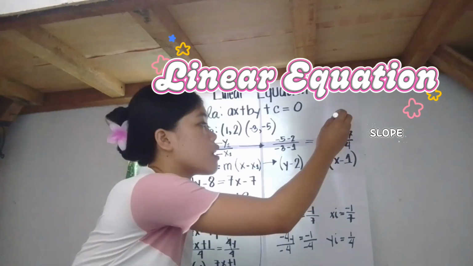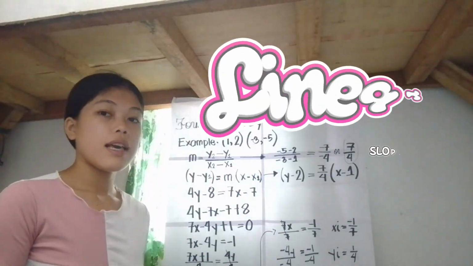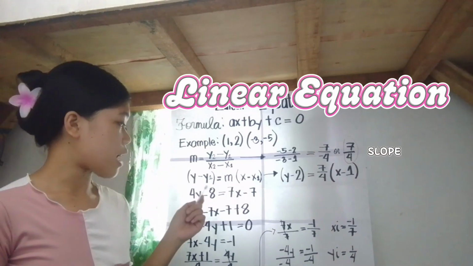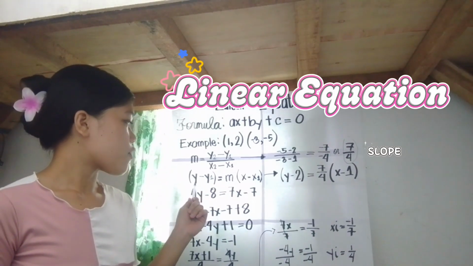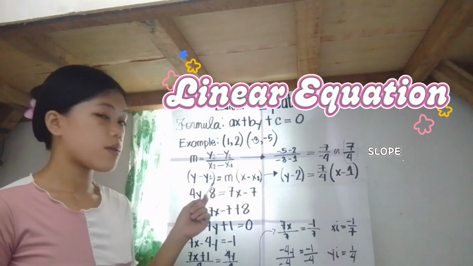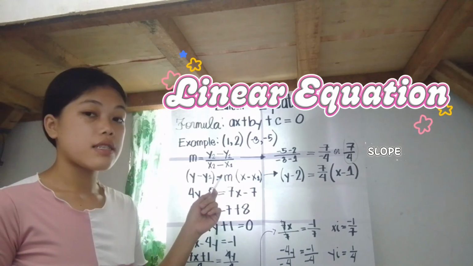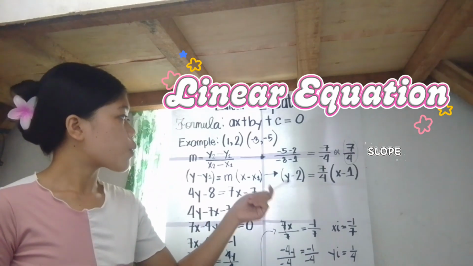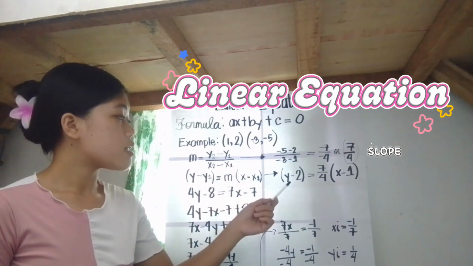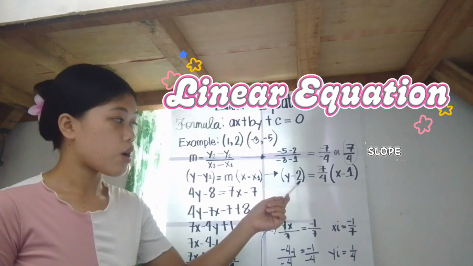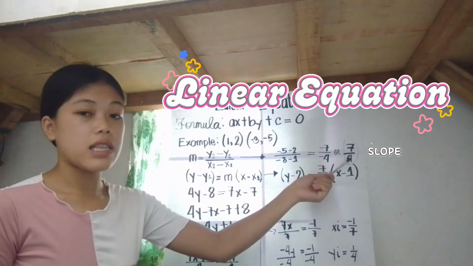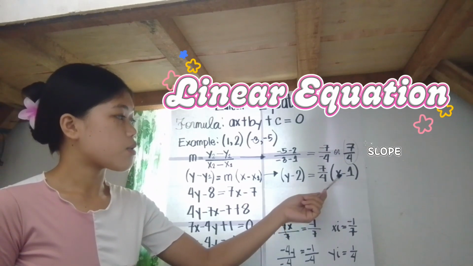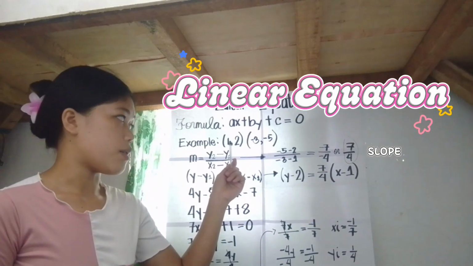So the 7/4 is our slope. Now let us solve using the point-slope form. This is our formula: y minus y sub 1 is equal to m, which is the slope, times x minus x sub 1. So we have here y minus 2 is equal to the slope, which is 7/4, times x minus 1, because this is our x sub 1.